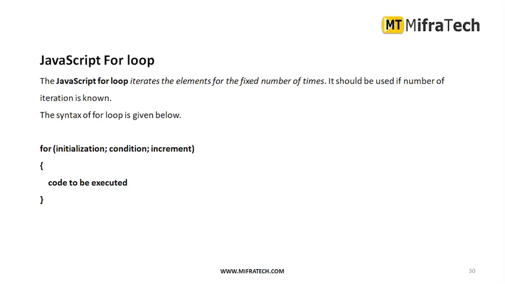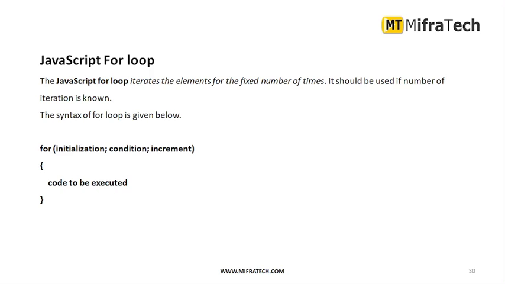For loop. The JavaScript for loop iterates the elements for a fixed number of times. It should be used if the number of iterations is known. The for loop is used when the iteration is known, for example when we are printing 1 to 10 numbers. When we don't know how many numbers to print up to n, then another statement will be used.